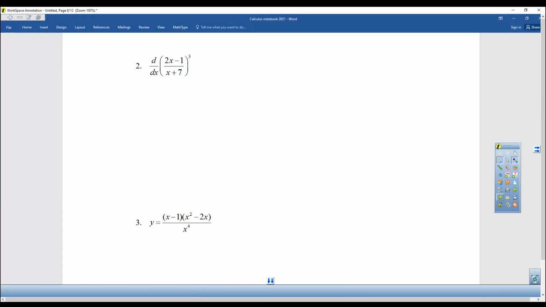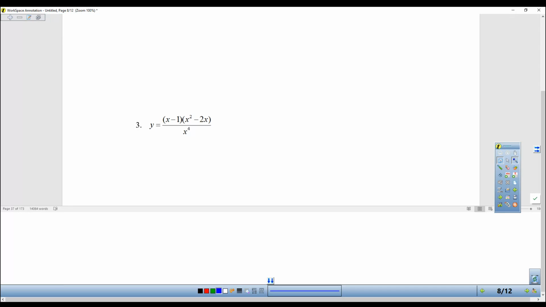All right, let's do number 3. So number 3 is highly missed on quizzes and tests. There's one definitely just like it. Pretty much if you ever think you need quotient rule and product rule in the same problem, you're probably doing it wrong, or probably could have done it easier, I should say. So watch what we're going to do.